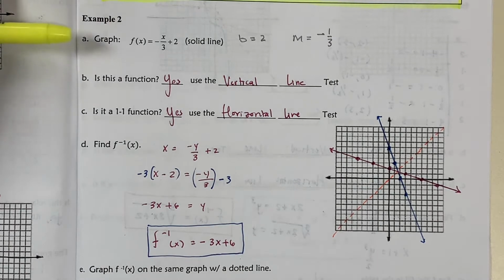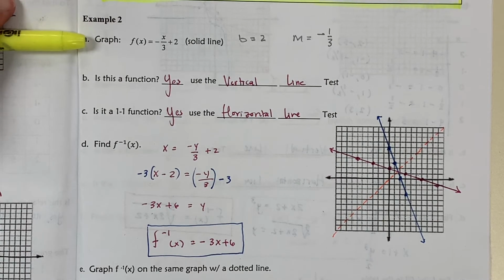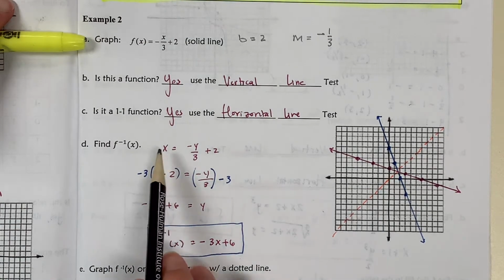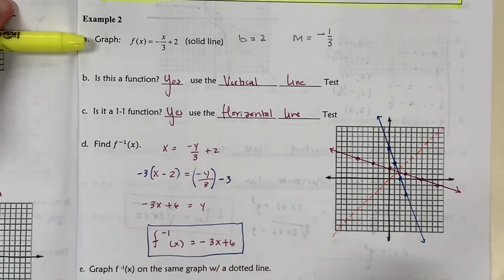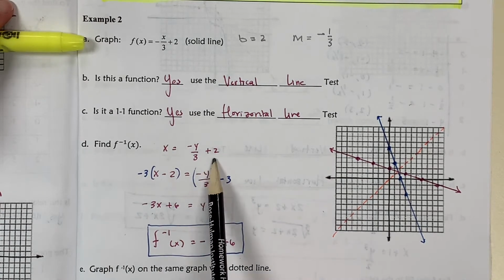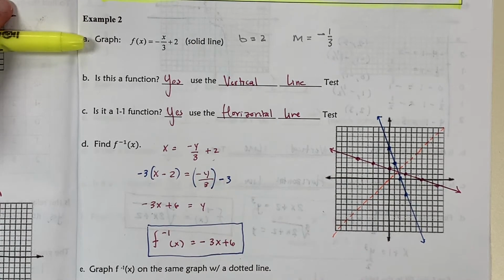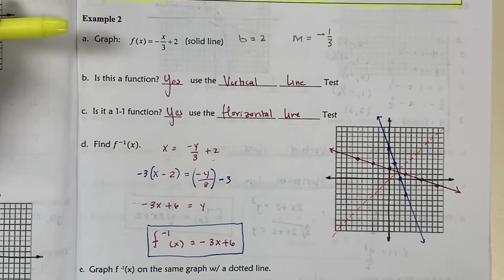So I'm going to take the given function, f of x equals negative x divided by 3 plus 2, and I'm going to switch the x and the y, and then I need to solve this for y. I begin by subtracting 2 from both sides so that I have x minus 2 equals negative y divided by 3.